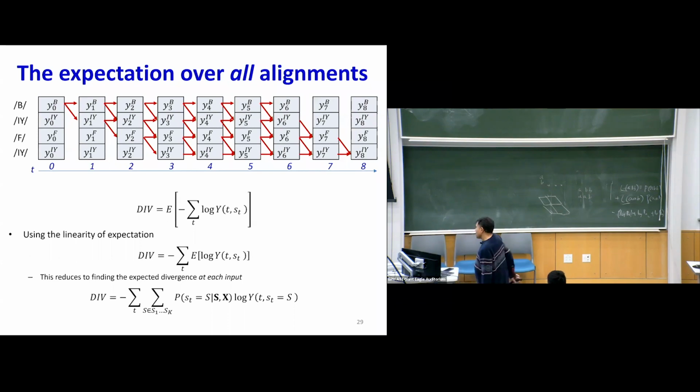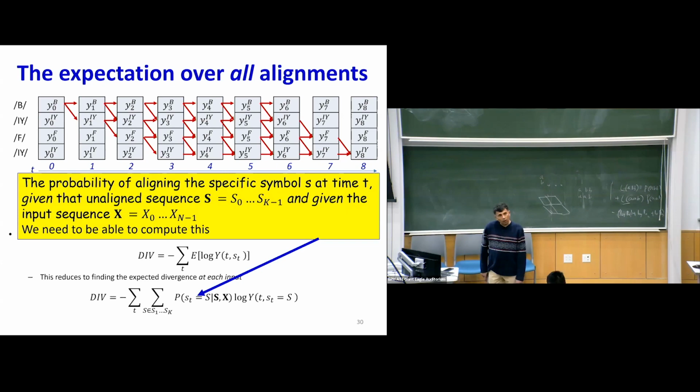So in other words, there's a minus outside, you're summing over all time, but at each time you're going over the columns and adding the log probability of the node, which is the log probability of the symbol over there, times the probability that, given the input, that symbol was in the alignment. Making sense, right? And so this guy is the probability of aligning the specific symbol S at time t given the unaligned but time ordered sequence S0 through Sk minus 1, and the input.